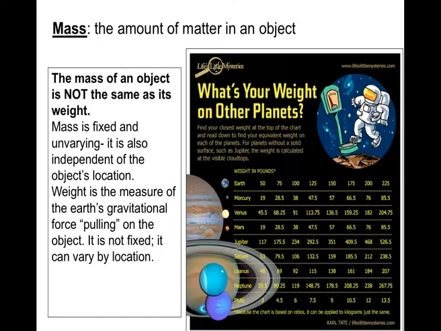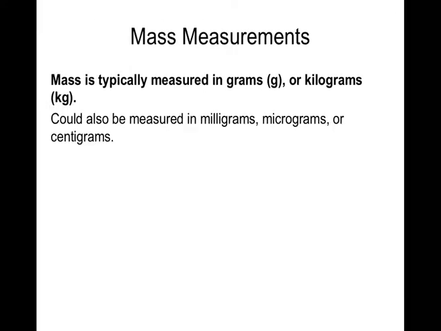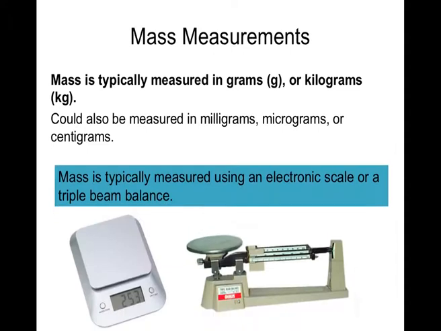The mass of an object is not the same as its weight. Your weight varies from place to place, and your mass stays the same. Mass is typically measured in grams or kilograms, but it could also be measured in micrograms or milligrams.